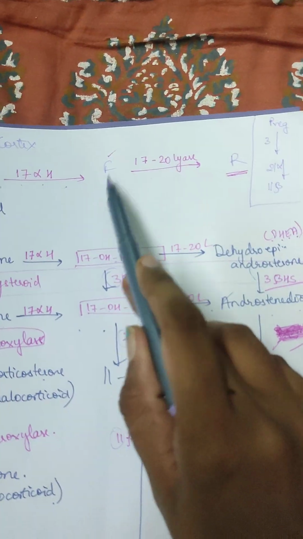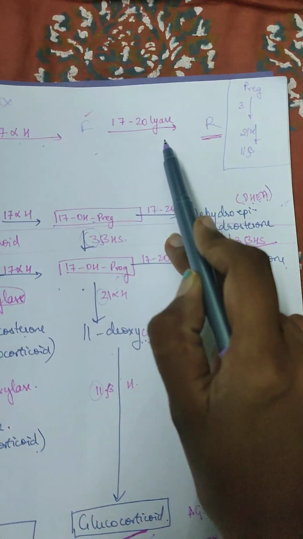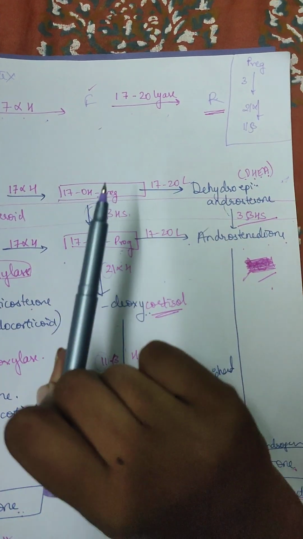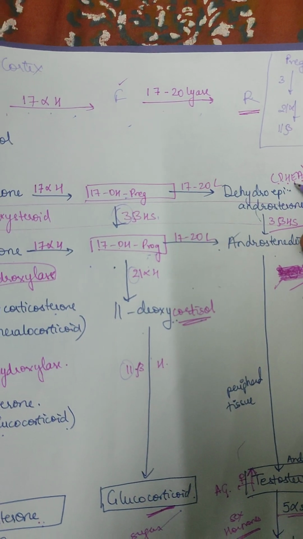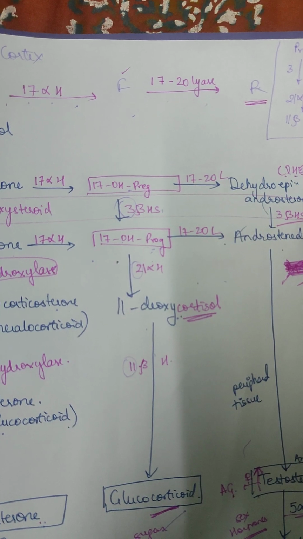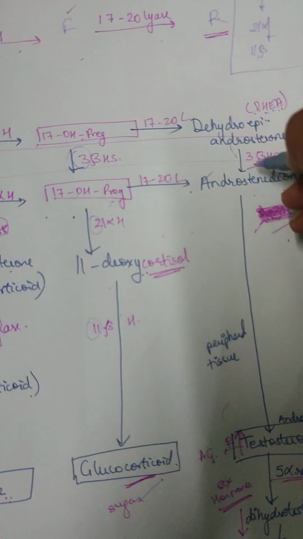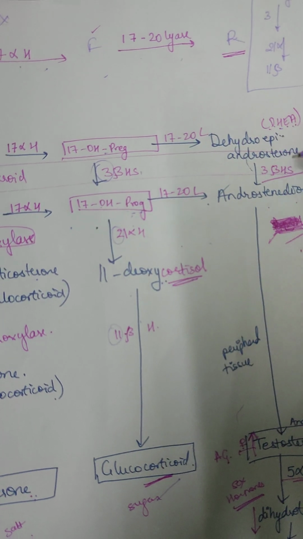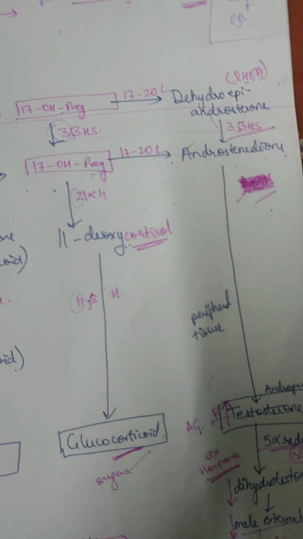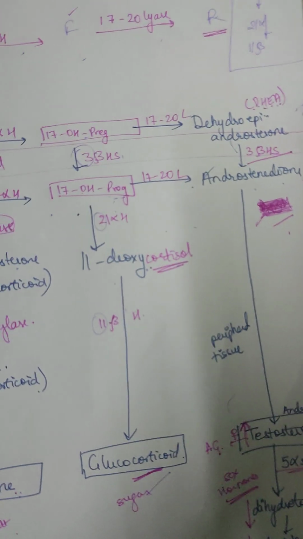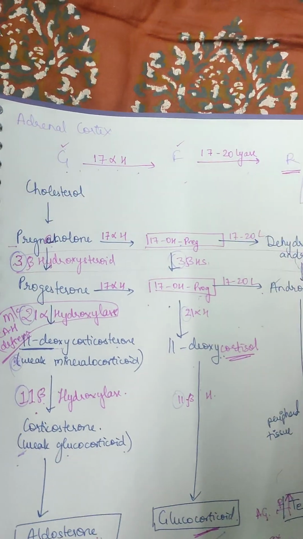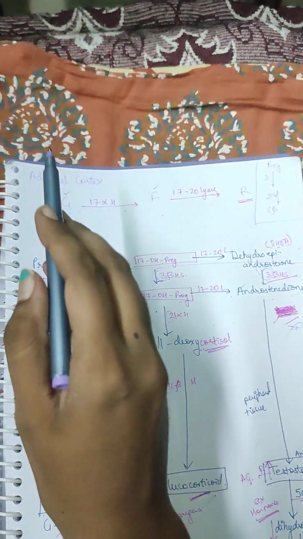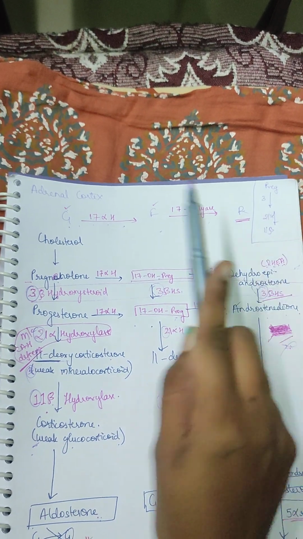What is the link between F and R? 17,20 lyase. 17 hydroxypregnenolone forms DHEA. What is DHEA? Dehydroepiandrosterone. It will undergo 3 beta hydroxysteroid dehydrogenase, and that will lead to androstenedione. Here we just have 3; we don't have 2 and 1. Remember, we don't have 2 and 1 here.